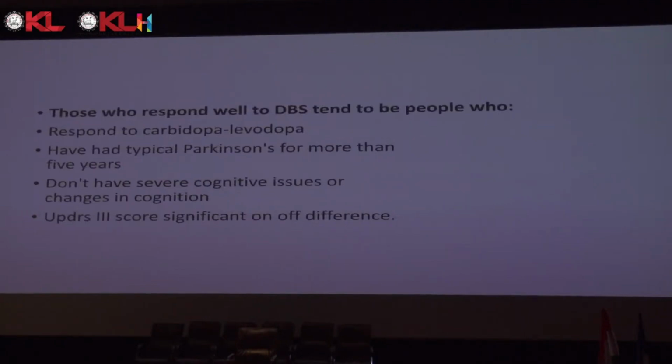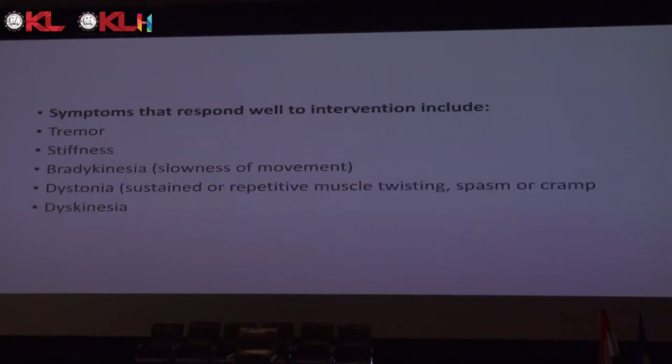Those who respond well to DBS tend to be people who respond to carbidopa, have had typical Parkinson disease for more than 5 years, and don't have severe cognitive dysfunction. So cognitive issues should be very minimal, and there should also be a significant difference in the UPDRS score on and off medication. The symptoms which respond more are tremor, stiffness, bradykinesia and dystonia; these will respond to DBS.